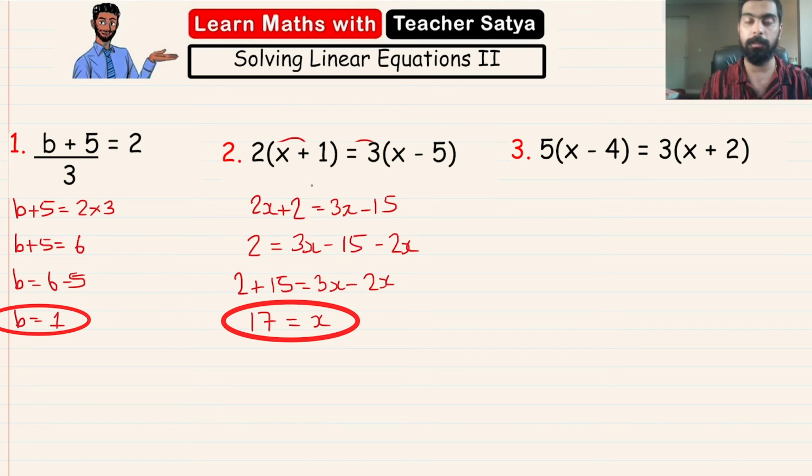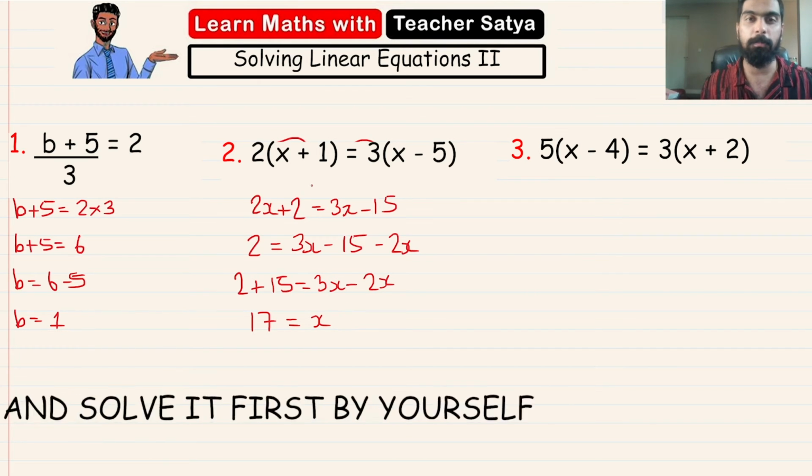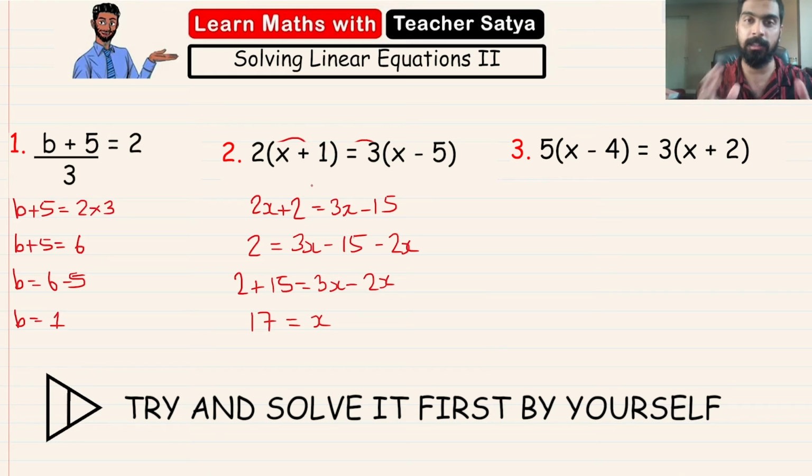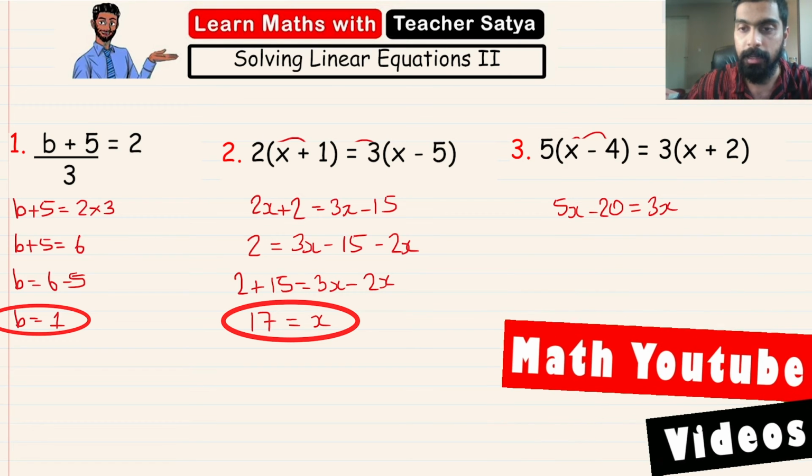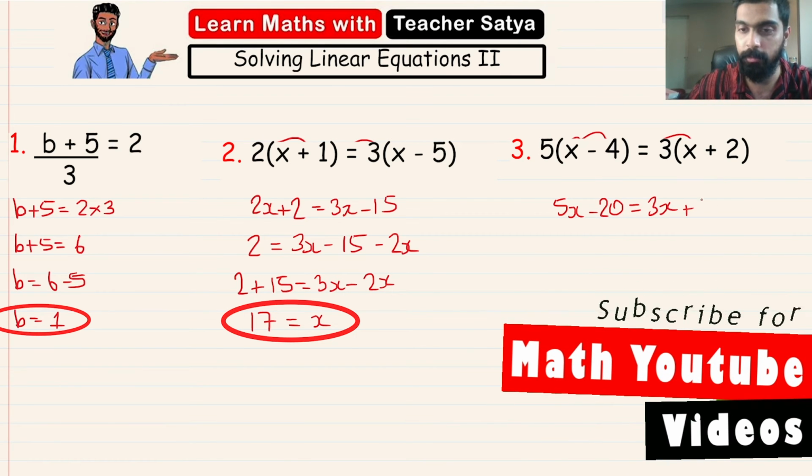Alright guys, now in question number 3, I would highly suggest you click on the pause button, try and solve it by yourself, and then come back and see the equation together with me, okay? Now step number 1, we'll be expanding the brackets, okay? So 5 multiplied by x is going to give us 5x minus 5 times 4, which is 20, right guys? And this is equal to 3 times x is 3x and 3 times positive 2 will give us plus 6, right?